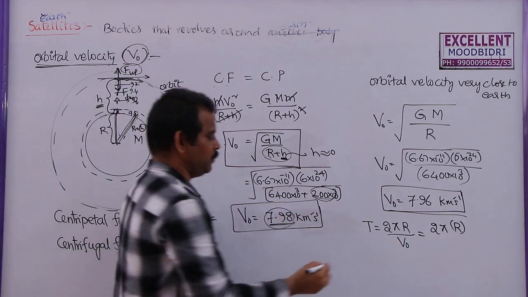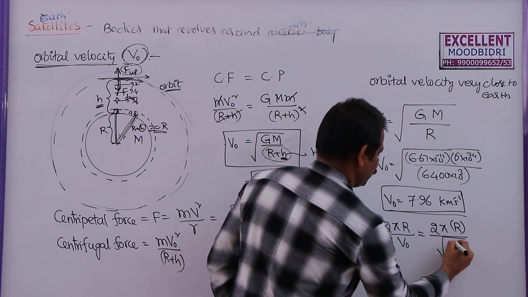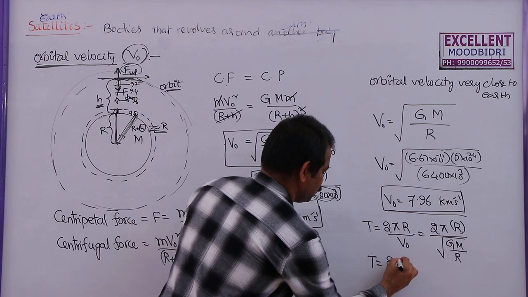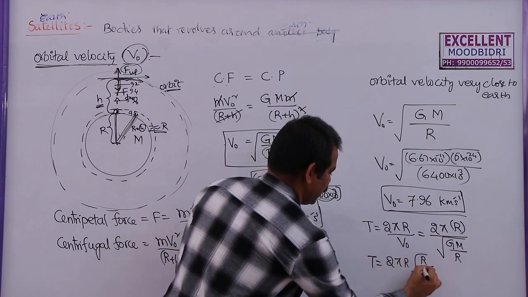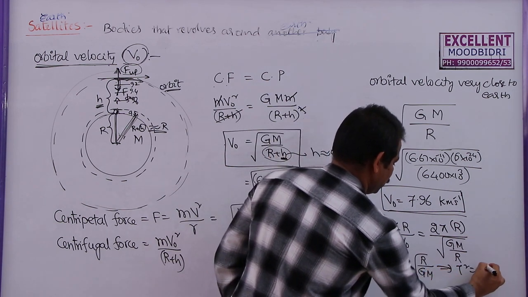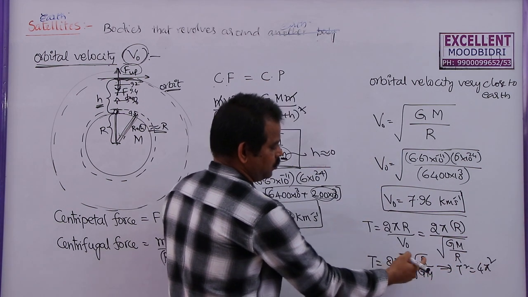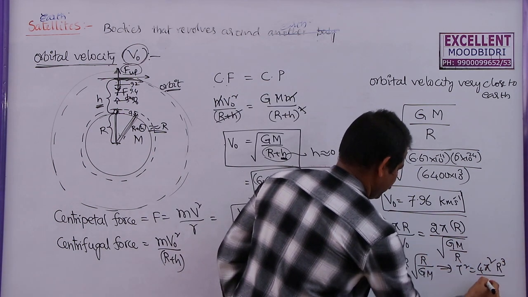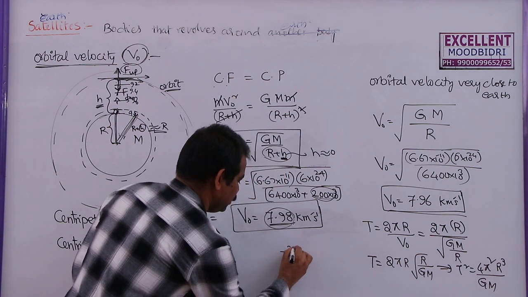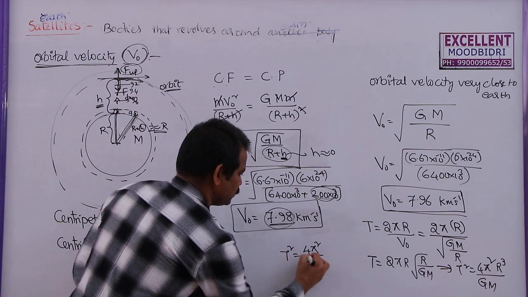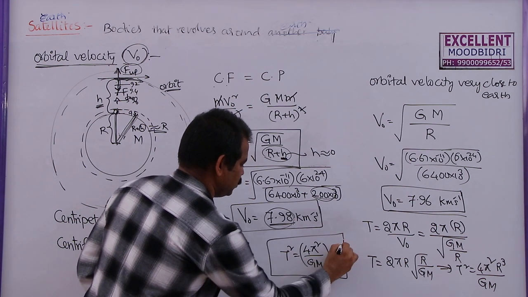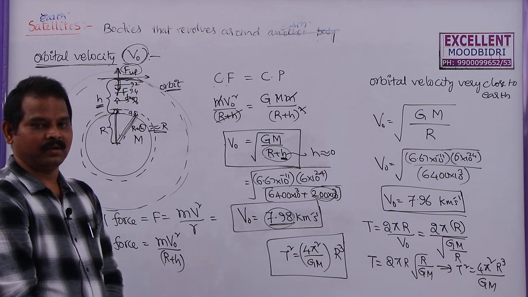Now this will become 2 pi r by, what is v naught? Root over GM by r. Now T will become 2 pi r root over r by GM. Squaring on both sides you will get T square is equal to 4 pi square r square into r by GM. Finally we can write T square is equal to 4 pi square by GM into r cube. Already we discussed this point in Kepler's laws of planetary motion.